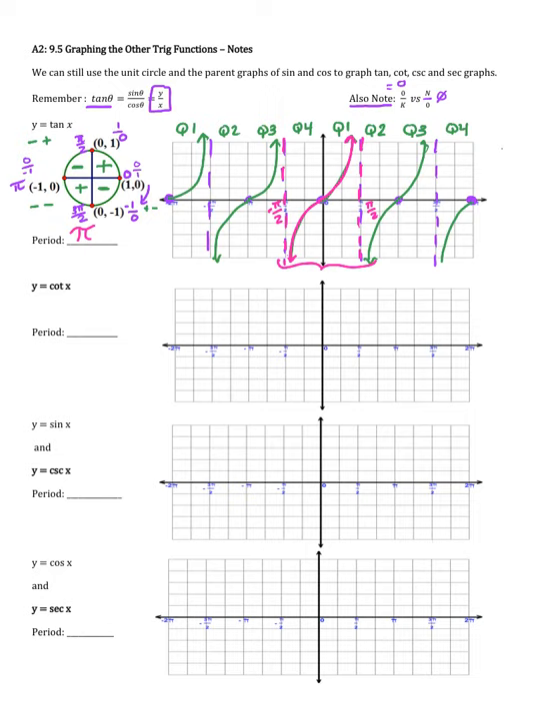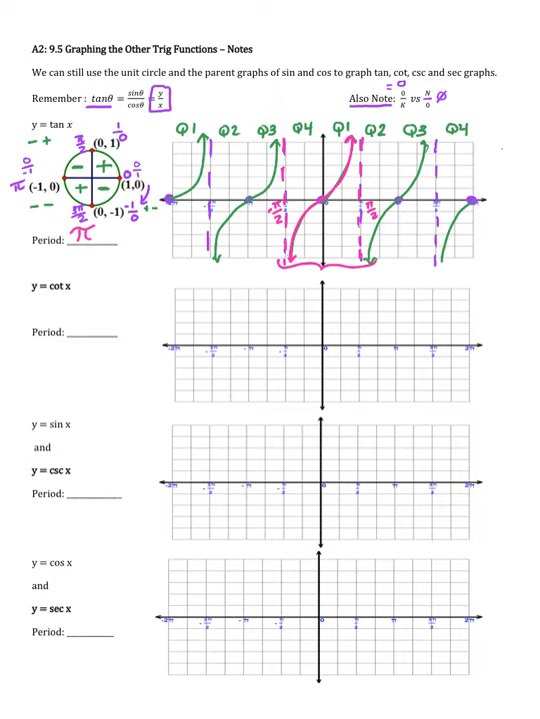Remember, sine and cosine had a period of 2 pi. You had to go all the way around the circle before it started to repeat. So this has a different period, and that's worthwhile keeping track of. All right, let's do the same thing with our cotangent.